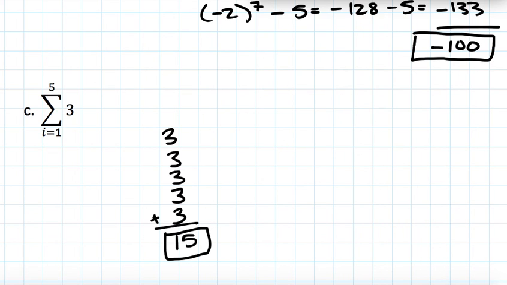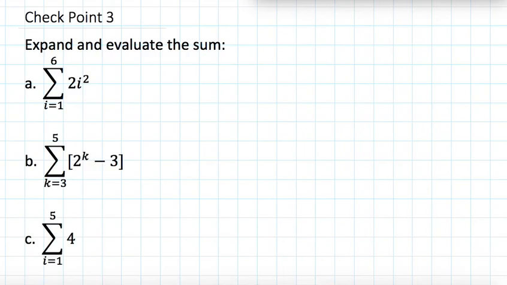So next you should look at checkpoint problem number 3. Do these in your notes, check your answer in the notes that are posted, and then move on to the homework.